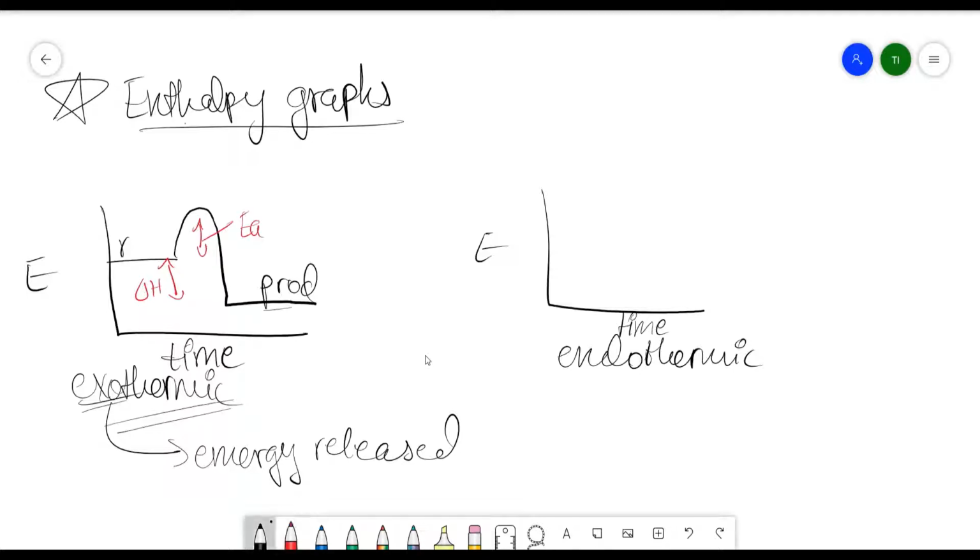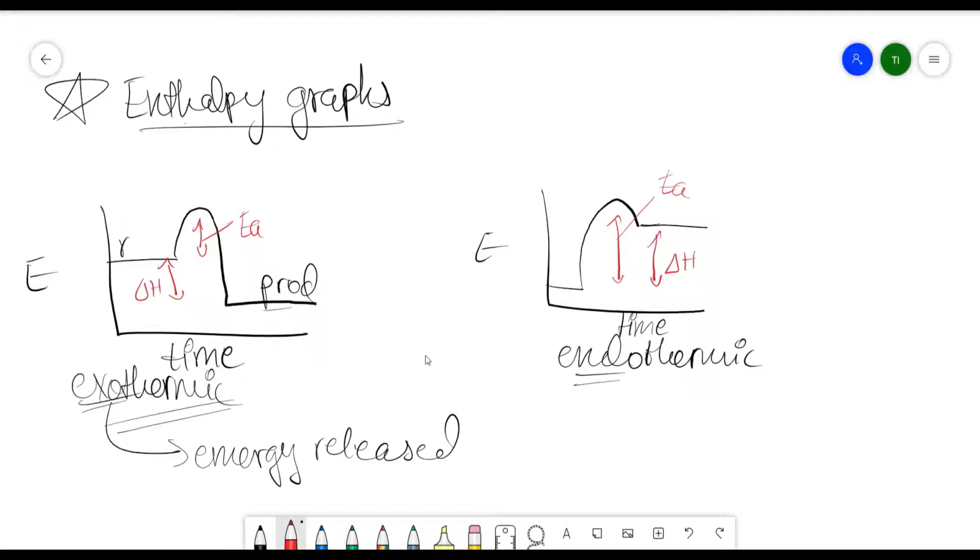Okay. Now for endothermic reactions, the opposite is true. Energy is taken in to complete the reaction, which basically means that the products are at a higher energy level than the reactants, right? And this is the activation energy. In this case, the activation energy would be much larger because that much energy would be required to start the reaction. And in this case, this is the enthalpy change, right?